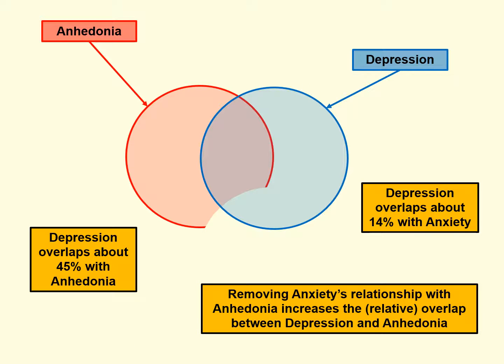Now, if this is the case, then removing anxiety's relationship with anhedonia increases the relative overlap between depression and anhedonia. Now, this is one of those things you either probably see or you don't see. I think for some people Venn diagrams can be really useful. For others they can be a little bit confusing. But the way to visualize this is we've tried to sort of take out the piece that anxiety has overlapping with anhedonia, and once we do that, we have a relatively large amount, relatively speaking, that depression can overlap with anhedonia.